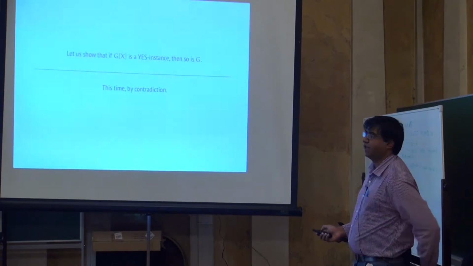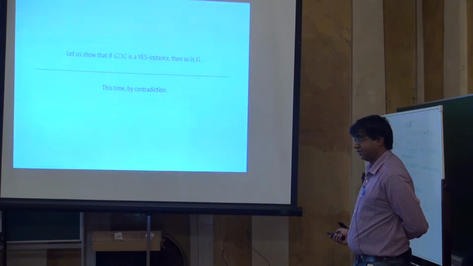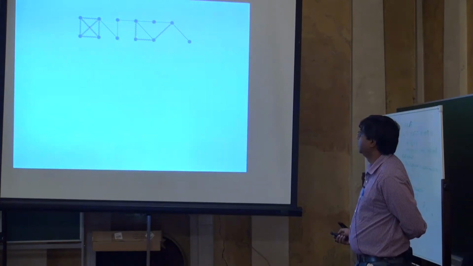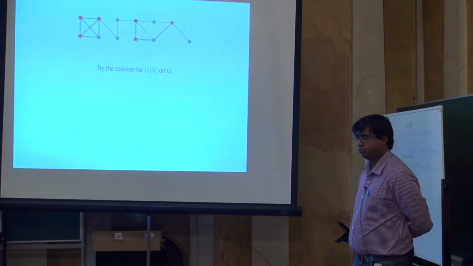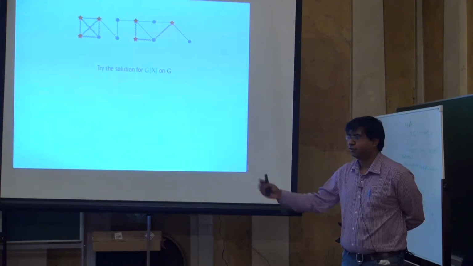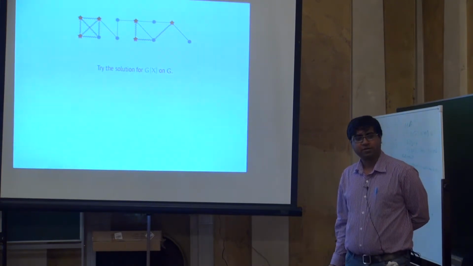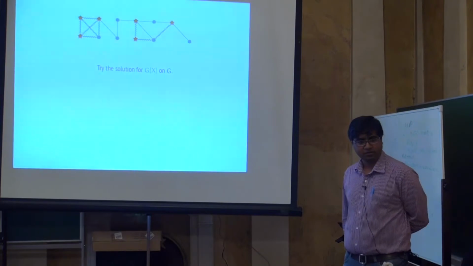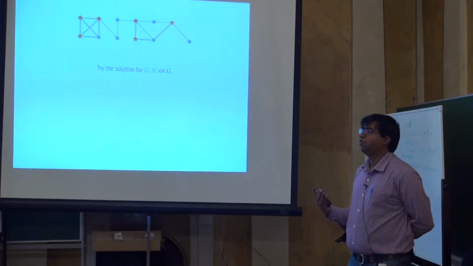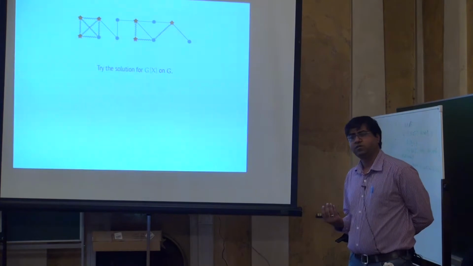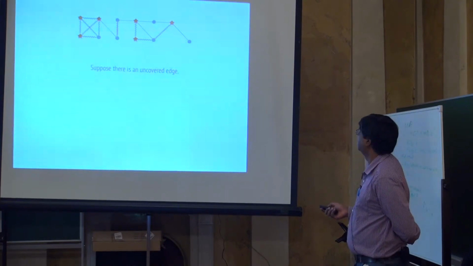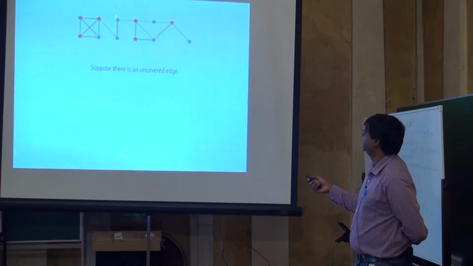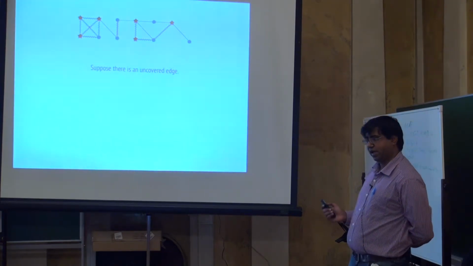Let us show that if G of x is a yes instance, then so is G, this time by contradiction. So let's try the solution for G of x on G. I'm trying to show the reverse direction. Suppose we start with a vertex cover of size at most k for the graph induced on x. Let's see why it is not a vertex cover for G. Well, because some edge is uncovered.